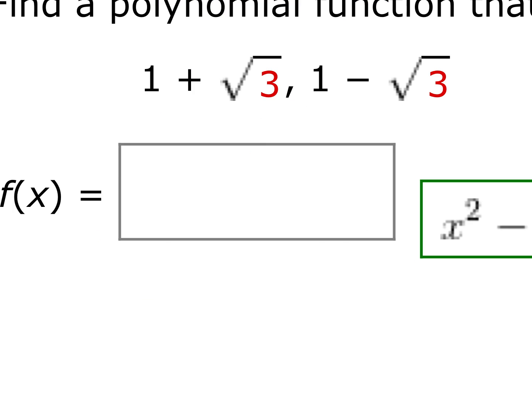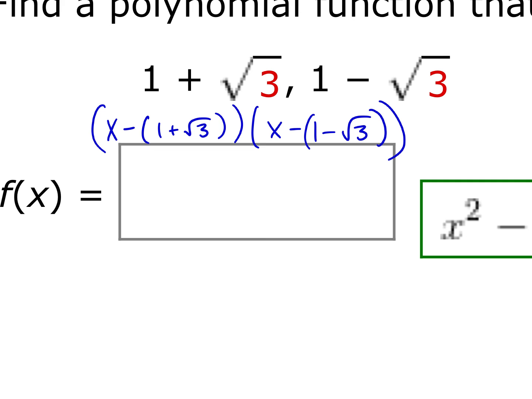Thank you. So for 21, my two terms are 1 plus square root 3 and 1 minus square root 3. These are my zeros. So what do I do to find the polynomial? Perfect. X minus 1 plus square root 3. And then x minus 1 minus square root 3. What do I have to do next?